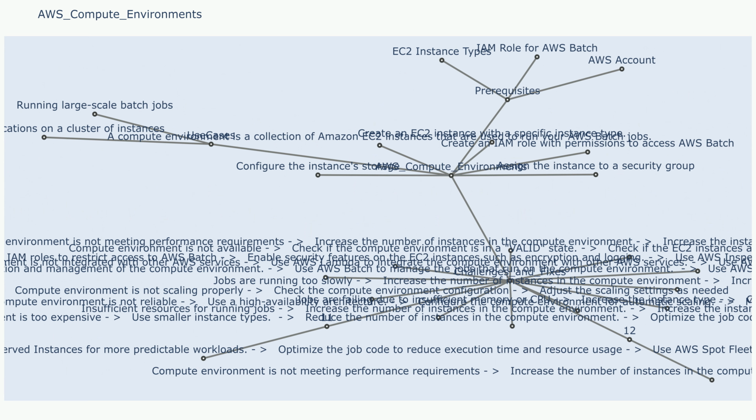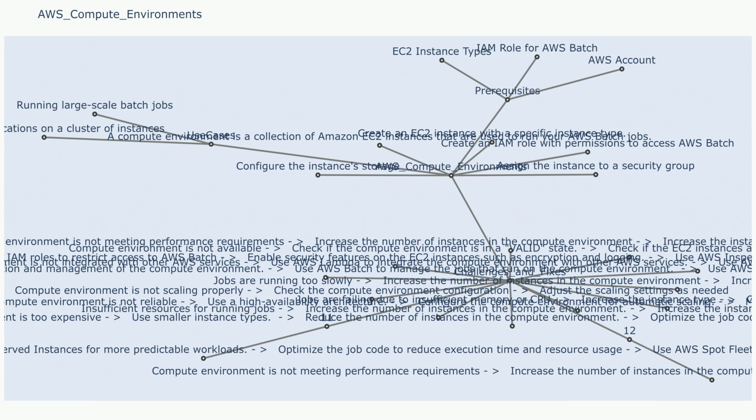Challenge: compute environment is not easy to manage. Fixes: use AWS CloudFormation to automate the creation and management of the compute environment. Use AWS Batch to manage the jobs that run on the compute environment. Use AWS CloudWatch to monitor the compute environment and the jobs that run on it.